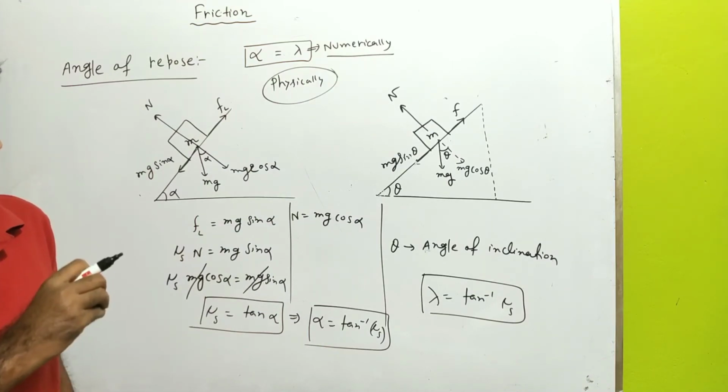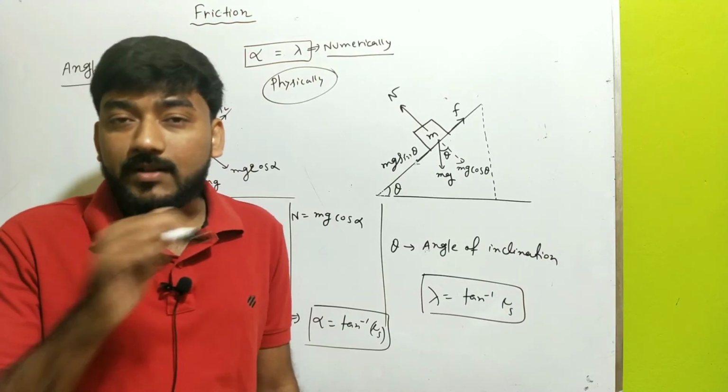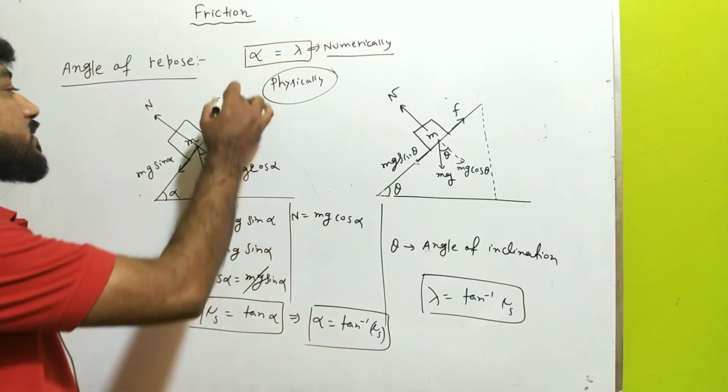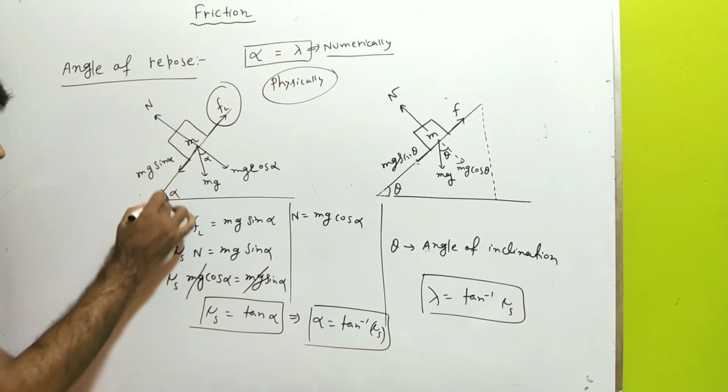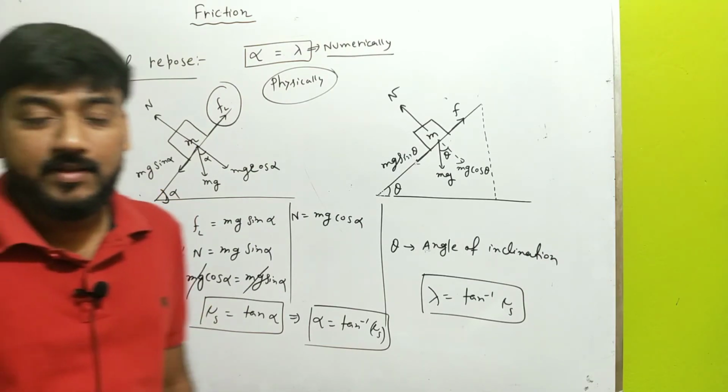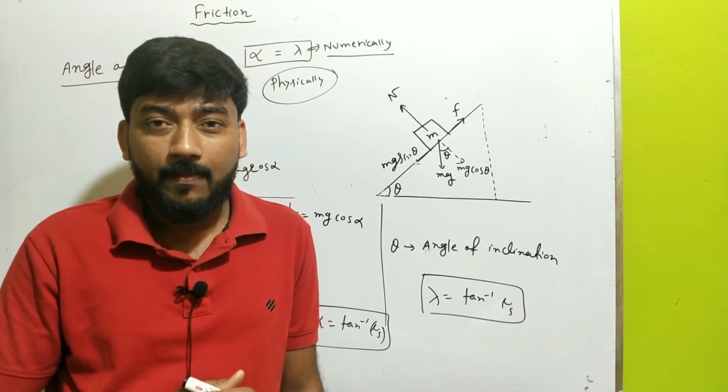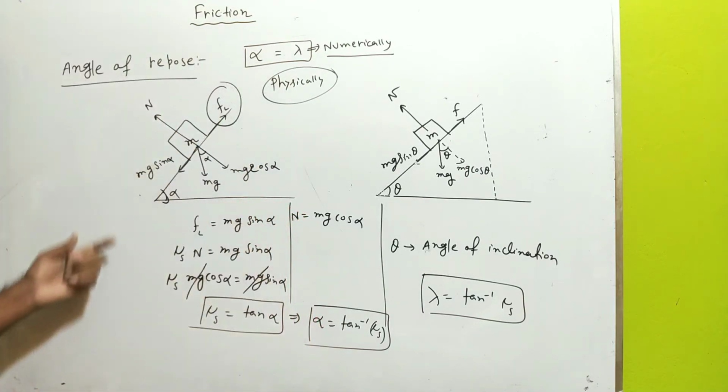And basically, if you want to remember this in one sentence, whenever you see this f as FL, then you can say this theta, this angle of inclination, is actually the angle of repose. Okay, so this is all about angle of repose.